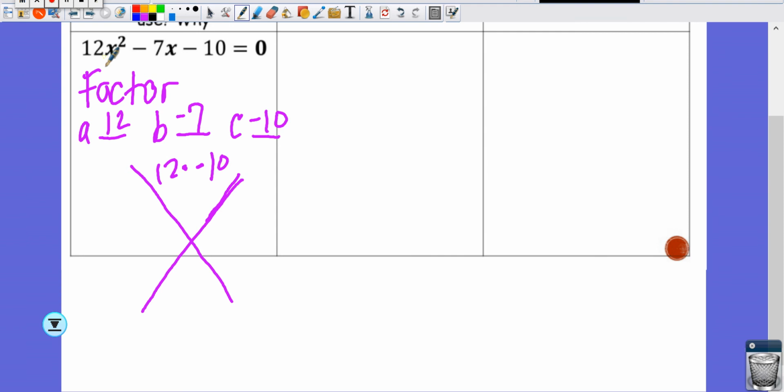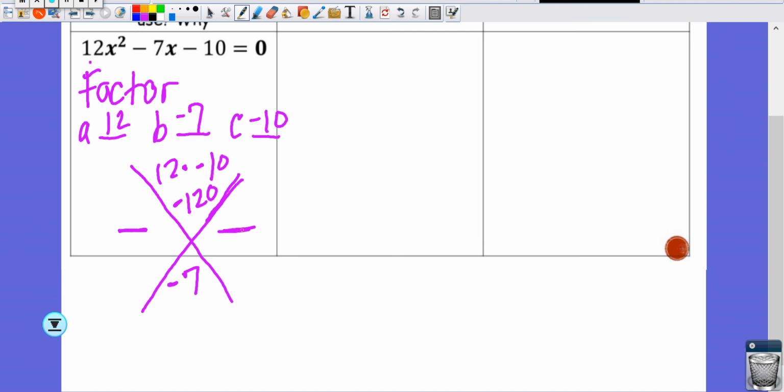Now, before I begin I need to look up here and make sure there is no greatest common factor, because this X box only works when this quadratic is a prime quadratic. So the greatest common factor of 12, 7, and 10 is 1. So I can go ahead and start this. So I do 12 times negative 10, which is negative 120. And then I put B right up under here. And now I need to say, what are the factors of negative 120 that will sum to give me negative 7?